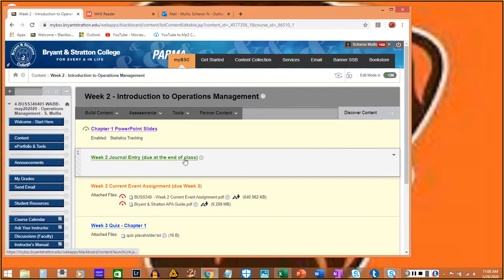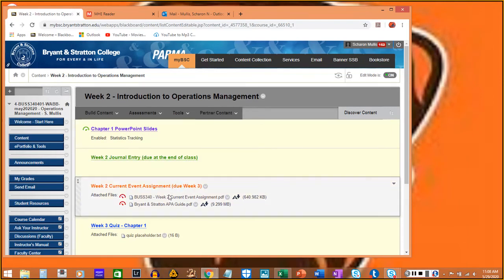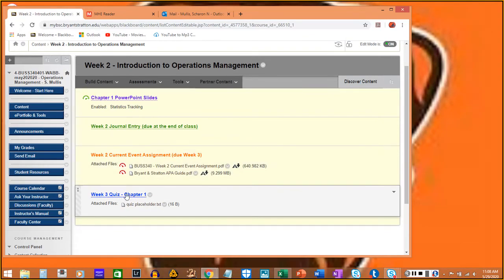Every class you're expected to do a journal entry. You have your current event assignment, which I will be assigning everyone a company that they will be doing some research on. And then in the slideshow, you will have to have a slide that has a reference page, and you use this Bryant and Stratton APA guide for the reference page. And then you'll also get your quiz. You'll take your quiz through Blackboard. So there's just a placeholder here until next week.